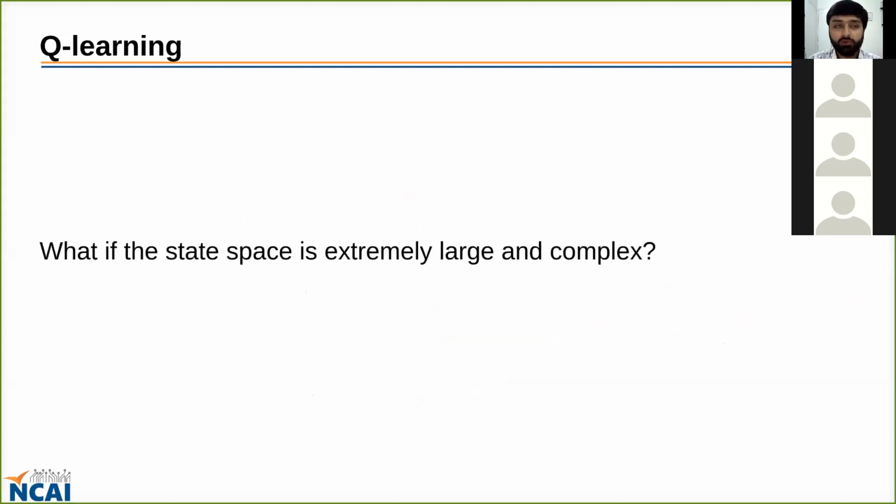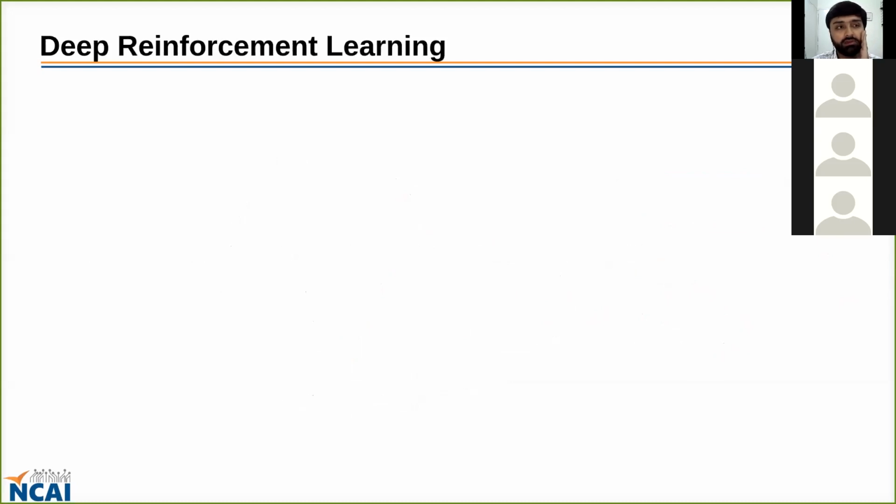Okay, now we've learned Q-learning. We've learned how a reinforcement learning algorithm works, but it was a very small problem. It was a toy problem. So what if the state space is extremely large and complex? Well, now we move towards deep reinforcement learning, which is able to mitigate this shortfall of simple reinforcement learning algorithms.